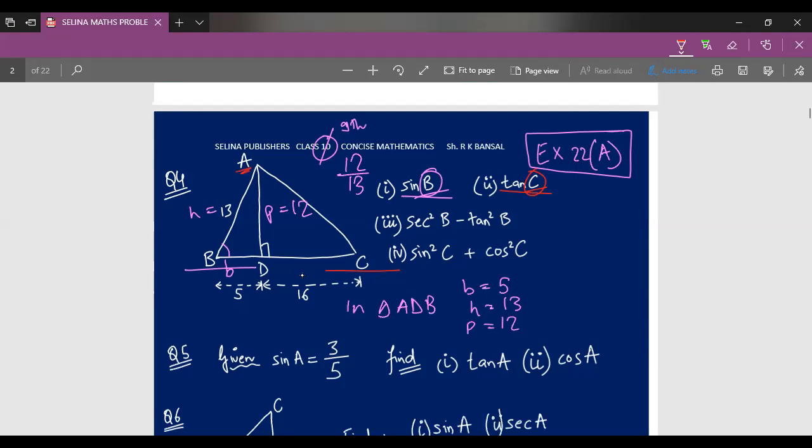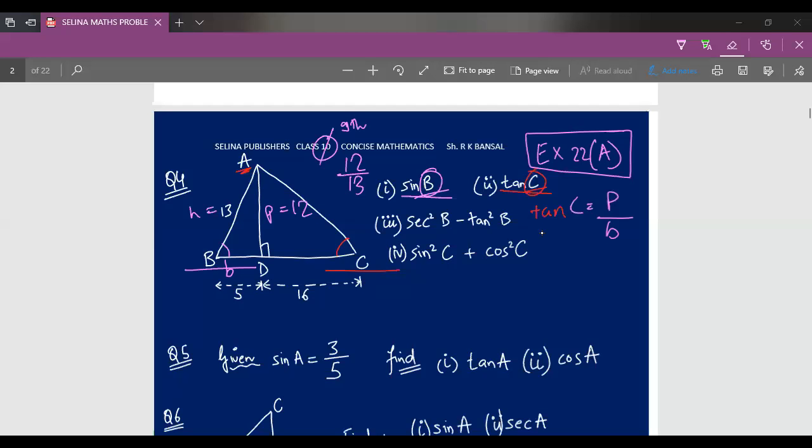So tan C basically says with respect to angle C, tell us tan C. I'll use another color. Tan C basically means perpendicular upon base. So here with respect to C, tell us perpendicular upon base. P is equal to 12. So in triangle, I'll just rub all of this to make more space. So here, in triangle ADC, our perpendicular is equal to 12.